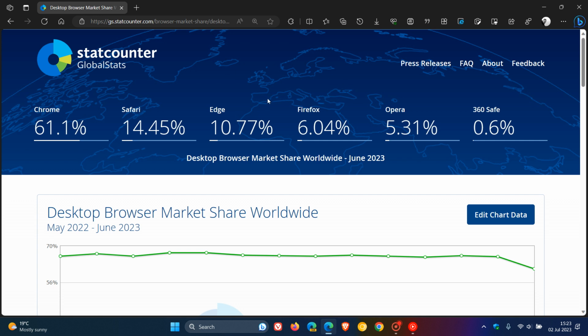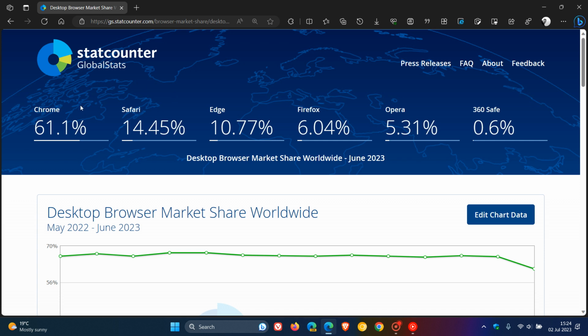Now, Edge has also increased, where in May it dropped down to 9.91% and has increased to 10.77%, but still not enough to move it into second place. Edge is still in third place like it was back in May, although it has had an increase in its market share. And Safari seems to be increasing quite steadily. Safari has almost increased by 2% from May, where it was 12.79% back in May, to 14.45% for June of 2023. So it still remains the second most popular and used desktop browser, according to Statcounter.